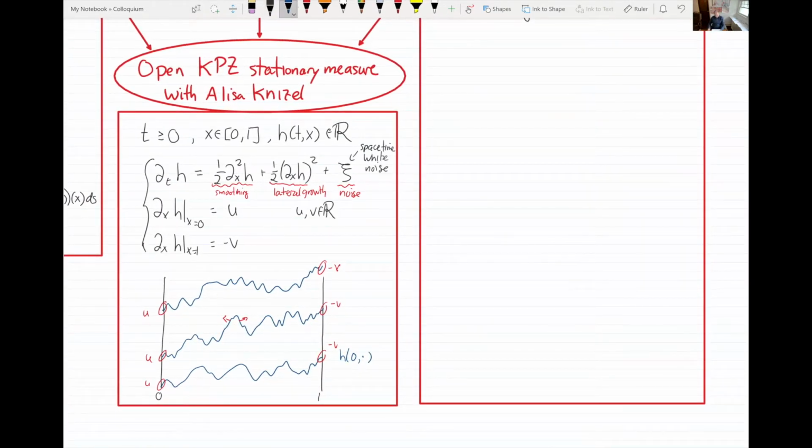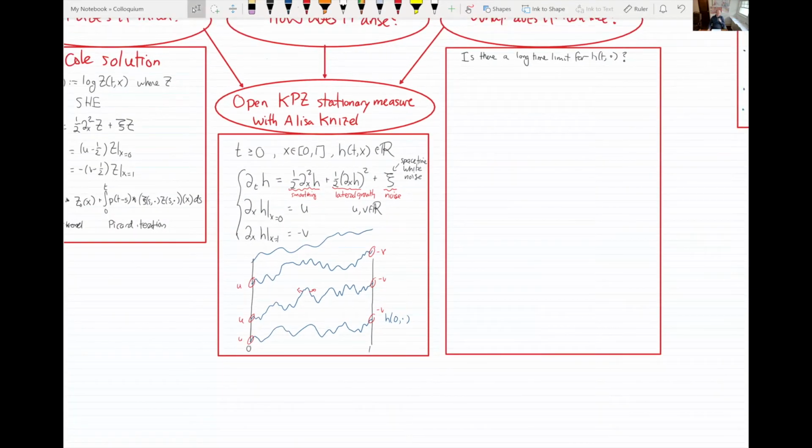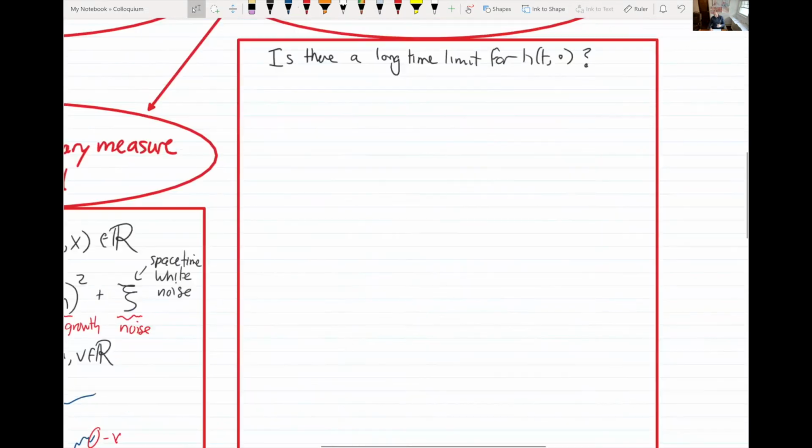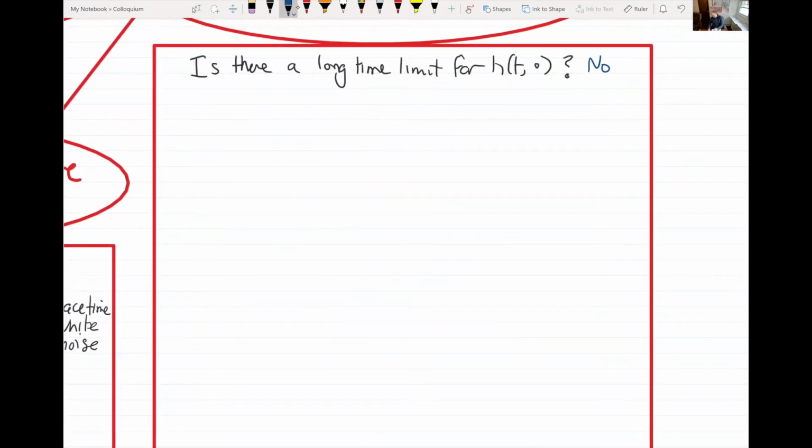And so I keep running it, and I run it and run it, and what you kind of can see is that the answer is no. There's nothing about the equation which tries to hold you to a particular level. There's no force that pushes you back towards zero. So even if you don't drift away, the way I've drawn it, it looks like it's drifting positive. Even if you don't drift away, you'll just diffuse. So the height function will spread out. And so there will be no limit for the height function.